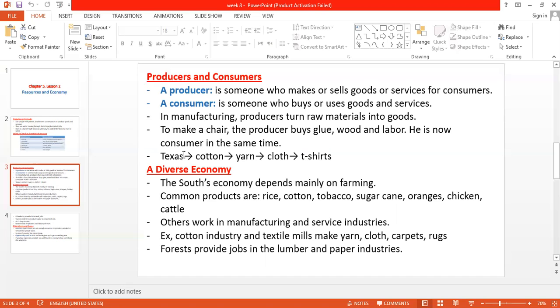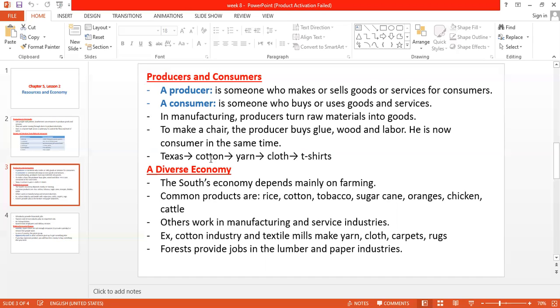You know, guys, Texas in the South is very famous for planting cotton, and we use cotton to make yarn, and then we use yarn to make cloth, and then we use cloth to make any kinds of clothes: t-shirts, shirts, skirts, dresses, anything we need.